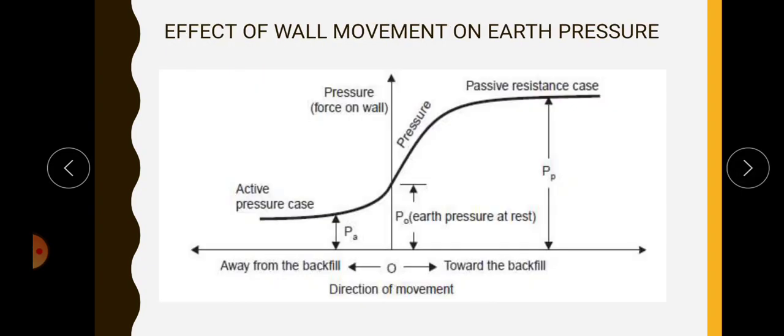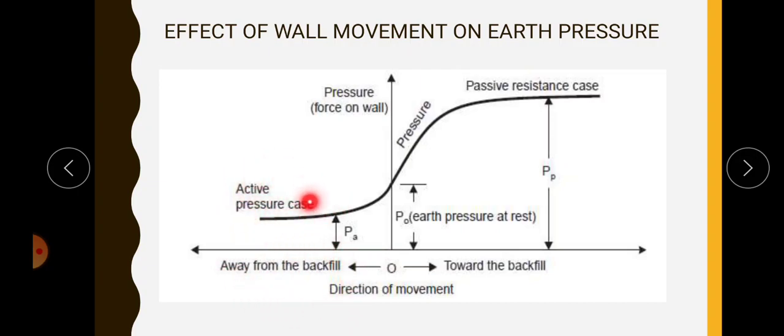So next we can look at the effect of wall movement on earth pressure by this graphical representation. We have studied active earth pressure, then at rest earth pressure, and passive earth pressure. In this graph, the direction of retaining wall movement is shown on the x-axis, and along the y-axis, pressure, that is the force on the wall, the earth pressure, is indicated. First, in this direction is the movement of the retaining wall away from the backfill. Away from the backfill means the active earth pressure case.